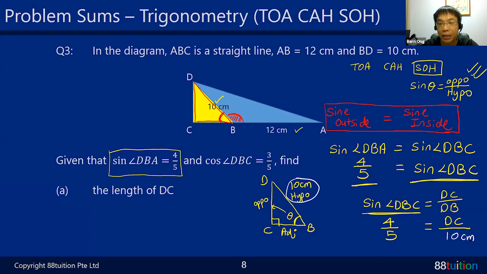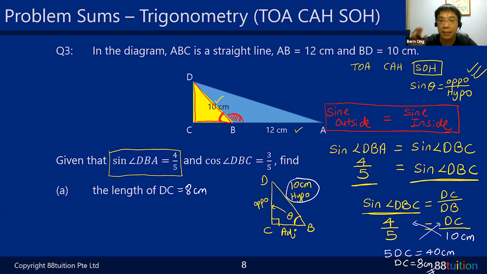Can we go and find the actual length for DC? So down here, single fraction equals single fraction. Let me do a cross multiplication. 5 times DC is 5 DC. 4 times 10 is 40 cm. How do you find DC alone? DC is 40 divided by 5, which is 8 centimeters. Can you see now? That's how I find DC for this question.